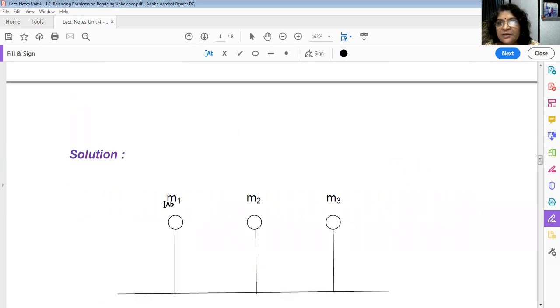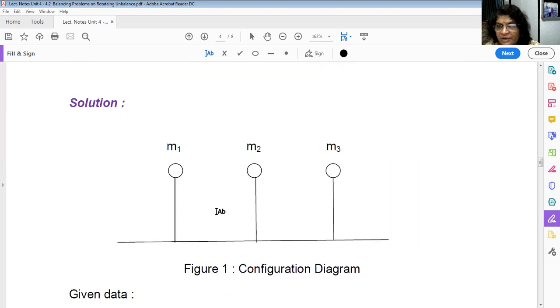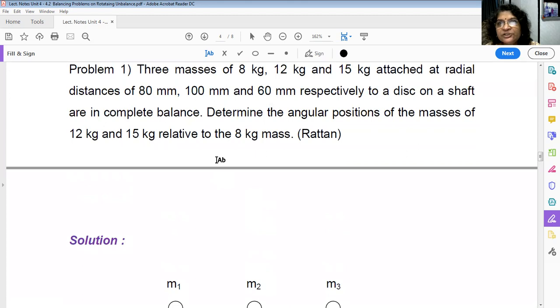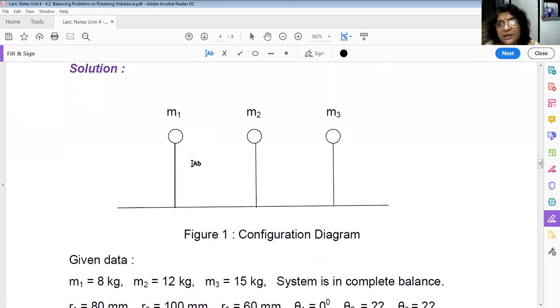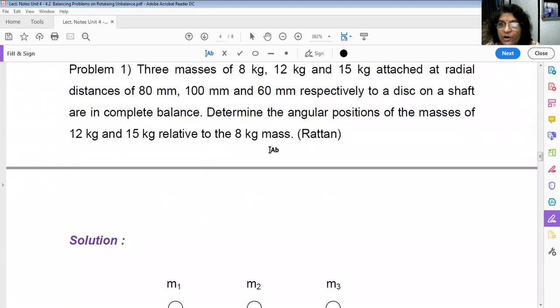That means there are 3 unbalanced masses which are attached to the shaft, and this is the convention to be shown. These are at a certain distance. This is the shaft length. These are the unbalanced masses and this is an eccentricity. These are all revolving around the shaft, and this system is in complete balance. We have to determine the angular positions of the masses of 12 kg and 15 kg relative to the 8 kg mass. This problem is from the book Theory of Machines by Rattan.